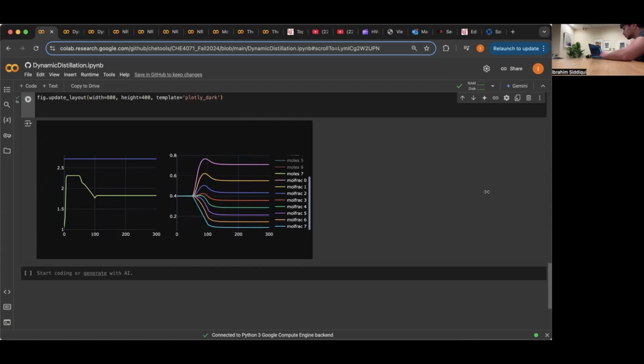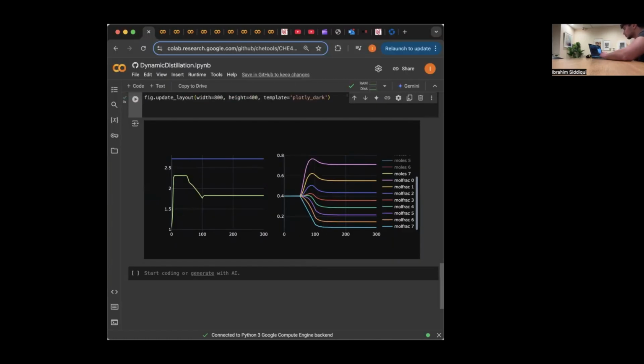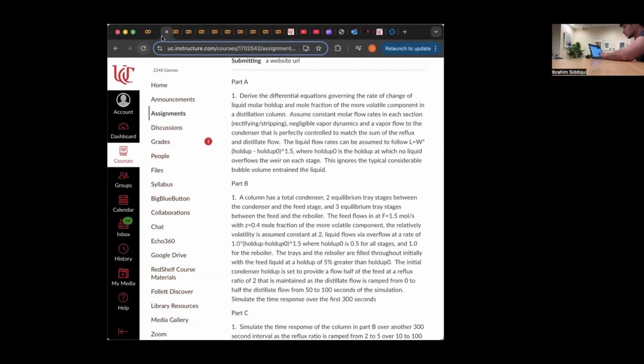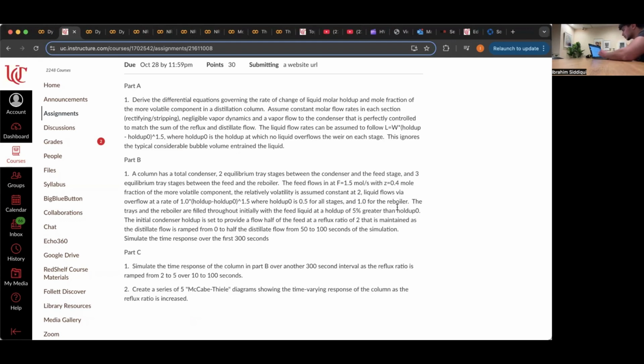Let me go ahead and pull up the problem statement. Sorry, give me a second. So as you can see here from the problem statement, we were told, based off of our initial condenser holdup, to provide a distillate flow rate of half of the feed at a reflux ratio of 2, which we define as a distillate flow from 50 to 100 seconds of the simulation. And we're simulating this response over the first 300 seconds, as you can see here.